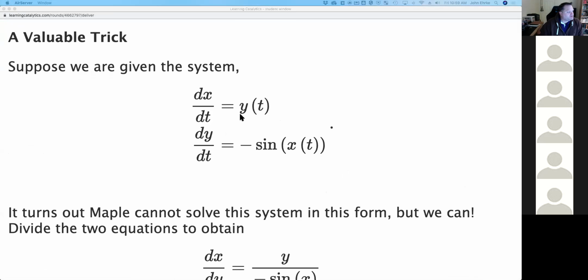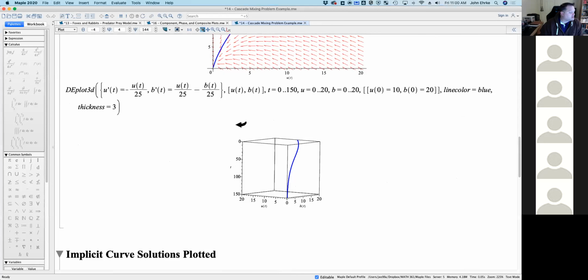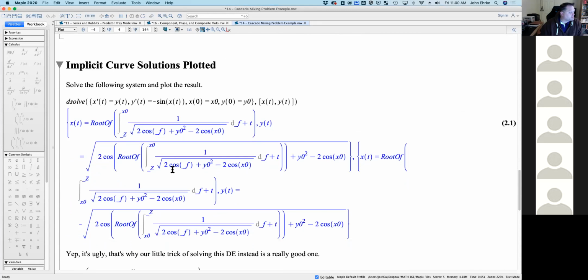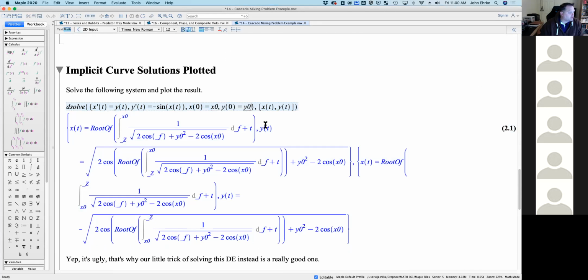So suppose that we had to try to solve this system. dx/dt is y, dy/dt is minus sine of x. This is a nonlinear system because you're looking at the sine of one of the components. That's a nonlinear operation. Maple can't do this. So if you asked Maple what the answer is, this is what Maple would tell you. dsolve x prime equals y, y prime equals minus sine x, for initial points x naught, y naught. This is what Maple tells you the solution is. It looks awful. You're not going to get anywhere with that.